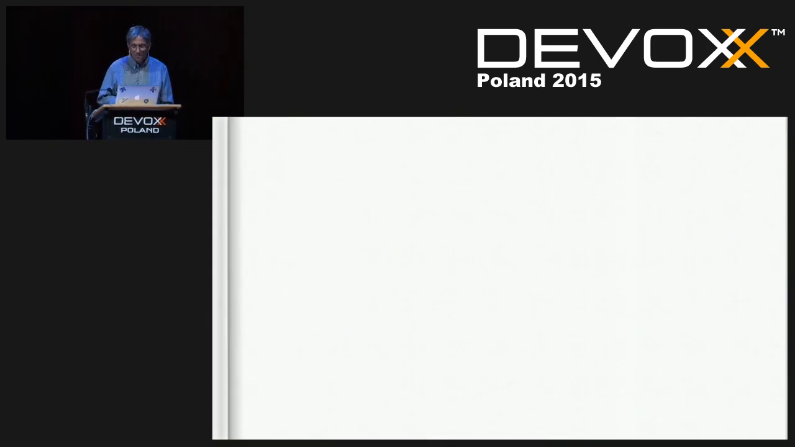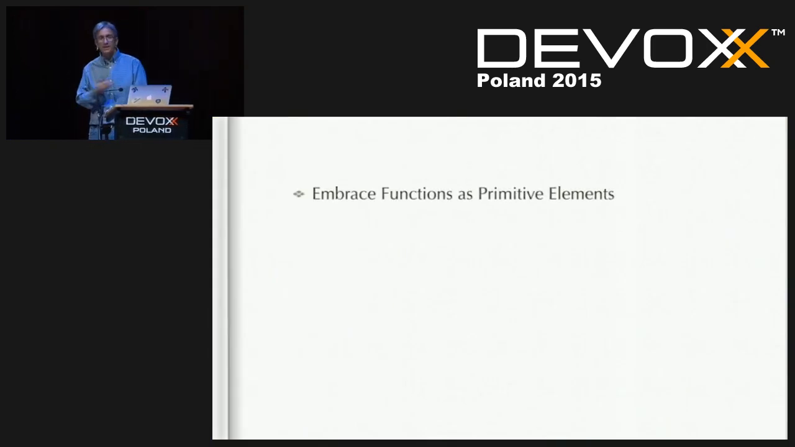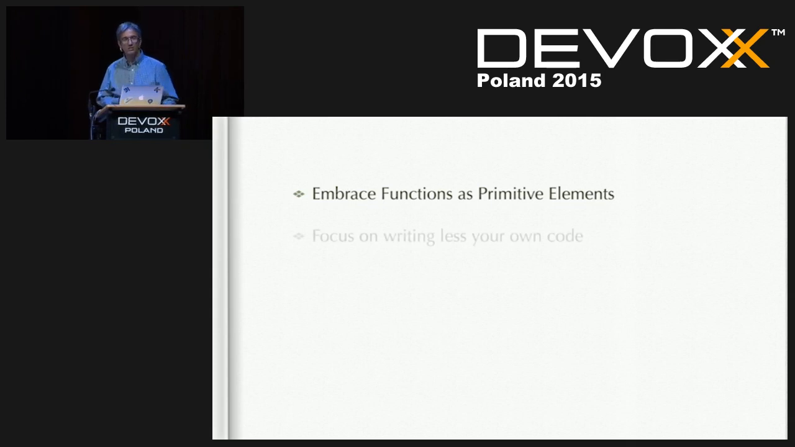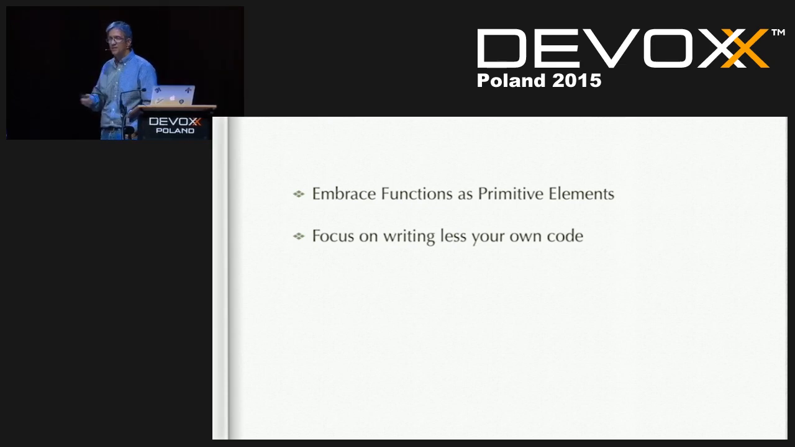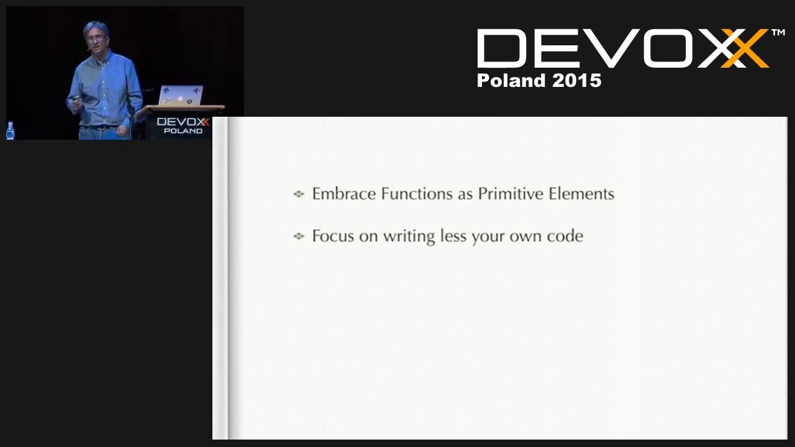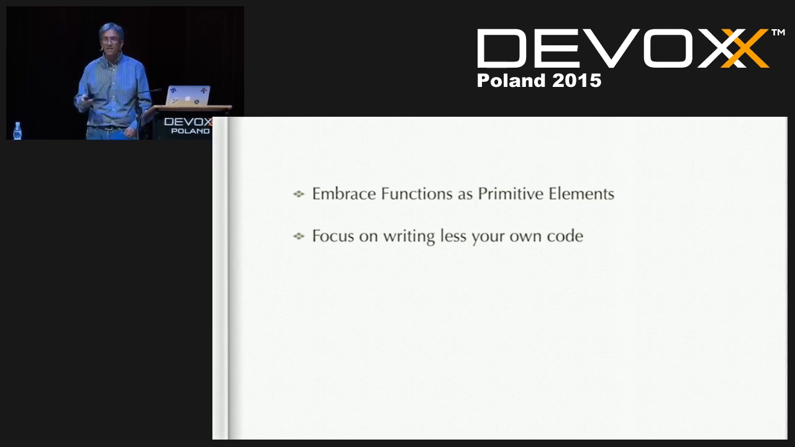So in summary, the idea here is basically to embrace functions as primitive elements. Start to think of functions as your building blocks. Just like you do with objects, classes, think of functions as building blocks. Focus on writing less of your own code, because none of the things that we've seen is magic. A filter is implemented under the covers by a library or by the language itself. Map, the same. For each, all of these are implementations. The difference is that it's something someone else has written, tested, and we don't need to worry about.